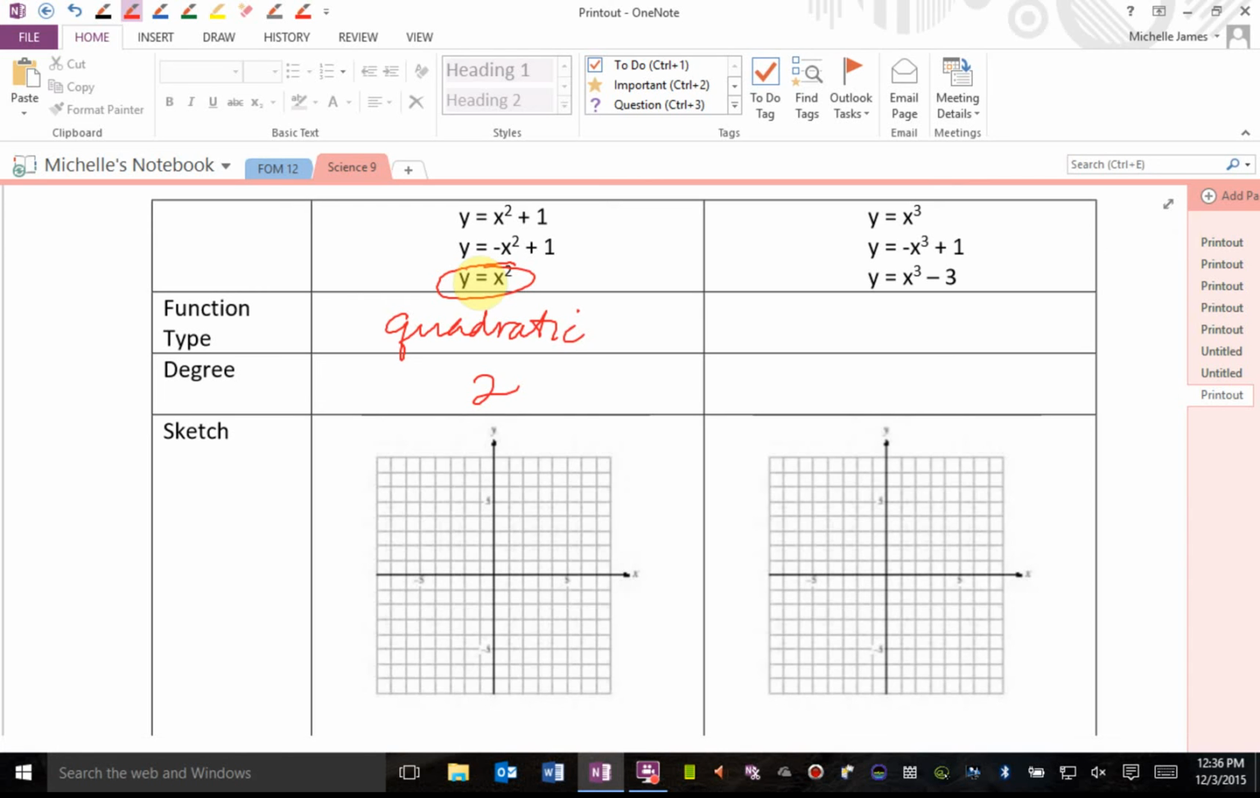Do you remember what they look like? Where would I start on this one? Yeah, I can start at 0 and 0. How do I know I can start at 0 and 0? Because so far I'm at y equals x squared. 0 squared is 0. It is.